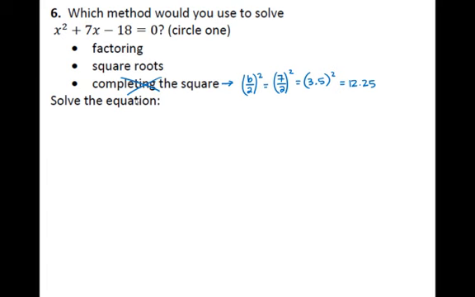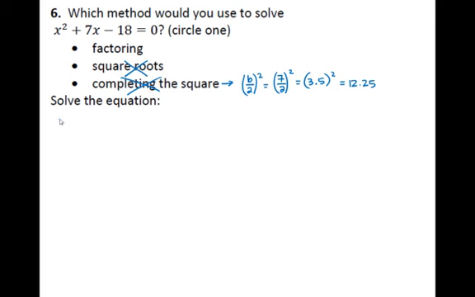Well, what about square roots? Well, if I'm going to use square roots, I still have to use completing the square. So again, I don't want to do completing the square because I would start working with decimals. Let me try to factor. And if factoring doesn't work, then I'll go to square roots.